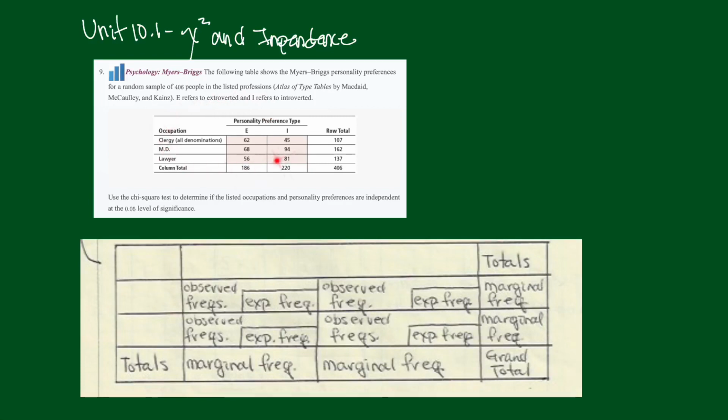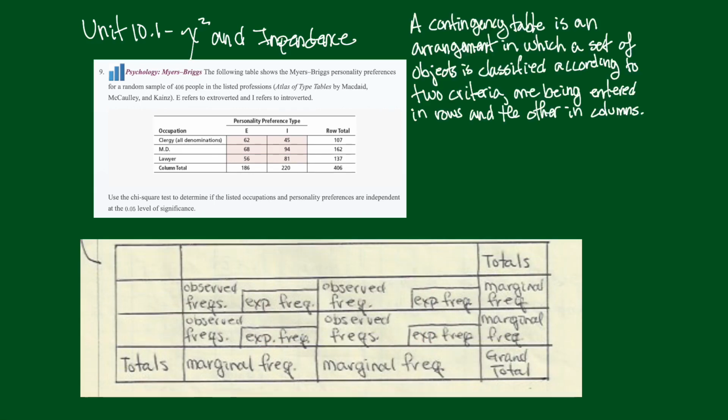This table in this problem is an example of a contingency table. I've drawn one down here. So what do we have in here? We've got rows and columns. In this one, I've got two rows and two columns. This last column is just totals, and this last row are just totals. So really, the table is right here. I've got rows and columns, and in each row and column I've got observed frequencies and expected frequencies.